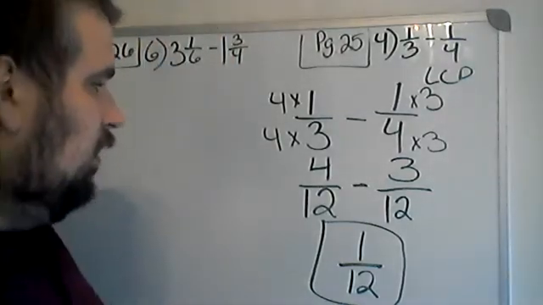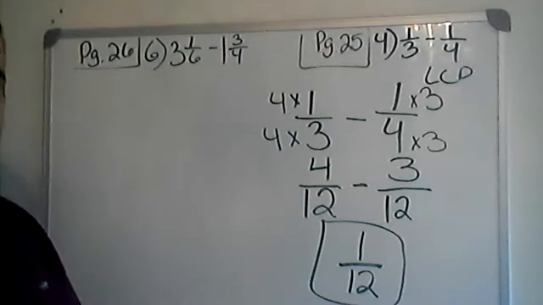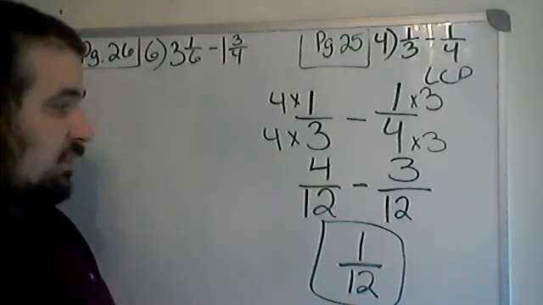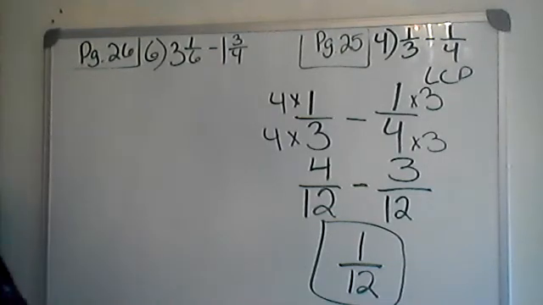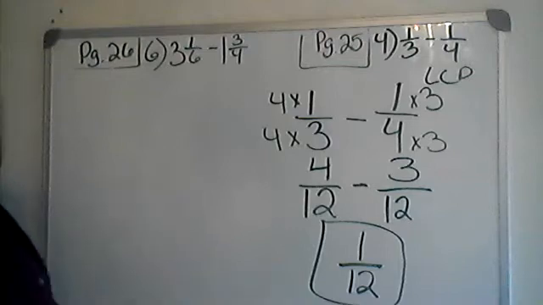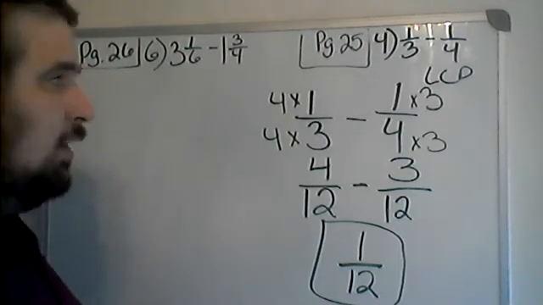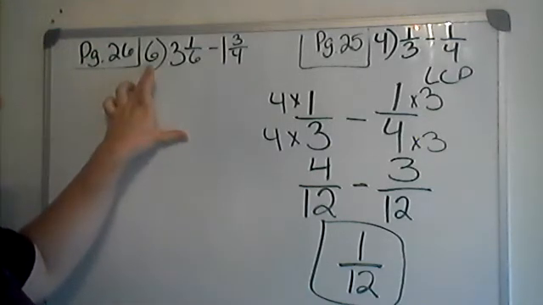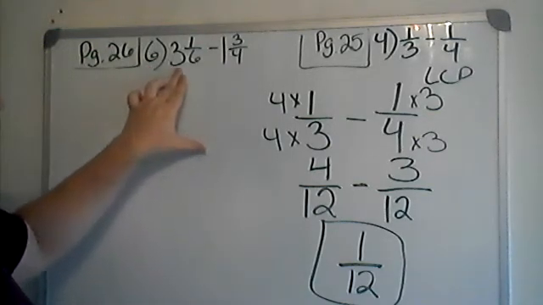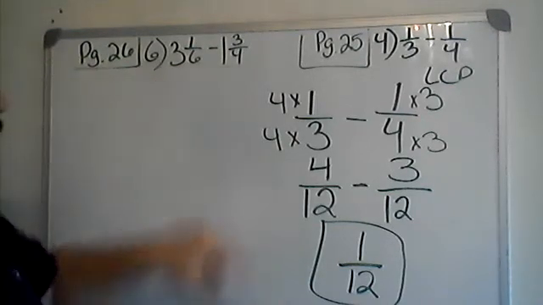So now let's move over to using our mixed numbers, because here you're still going to have to do our least common denominator, but we're going to take a step farther and we might need to borrow. So let's go through this and let's first see what our least common denominator is going to be. This is on page 26, question 6. So I have 3 and 1/6 minus 1 and 3/4.